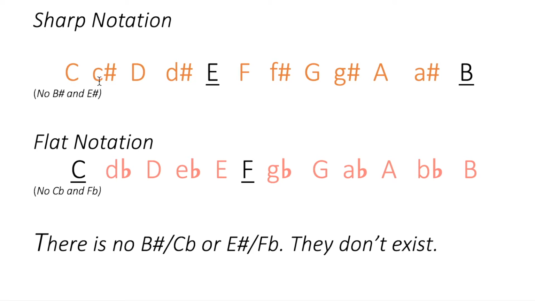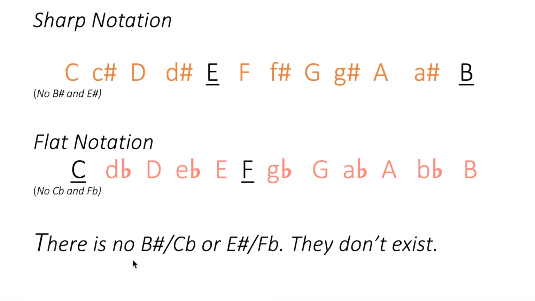After C, C sharp, after D, D sharp, after E, there is no E sharp, and no B sharp. That's why you don't have those here. After E it would be F, and after F it would be F sharp, G, G sharp, A, A sharp, and B. Similarly, all those 12 notes can also be represented in flat notation: C, D flat, D, E flat, E, F, G flat, G, A flat, A, B flat, B. So this is how you can represent these notations.